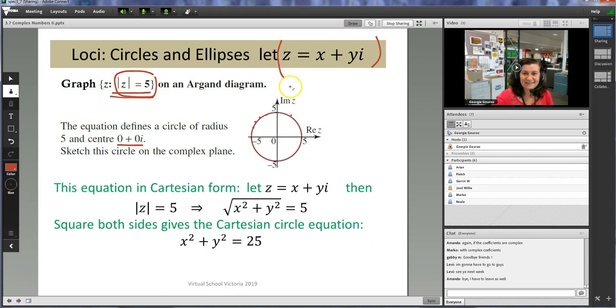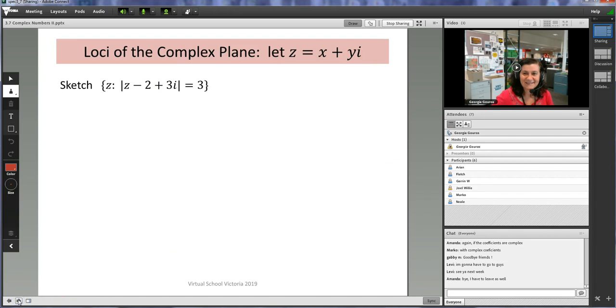And if you think about it, what does that mean? If you put the number in Cartesian form, z is equal to x plus yi, to work out the modulus of any complex number, you work out its distance from the origin, and that's got to be equal to 5. So basically you can convert the locus to the Cartesian equation of x squared plus y squared equals 25 in this case, which is a circle with a centre at 0.